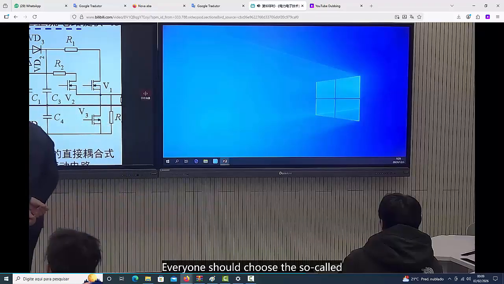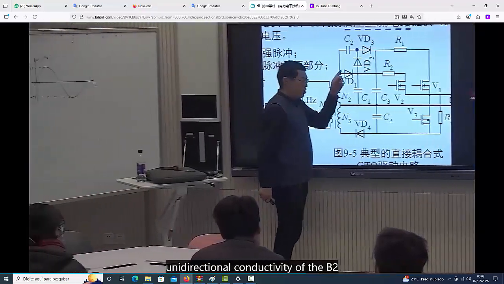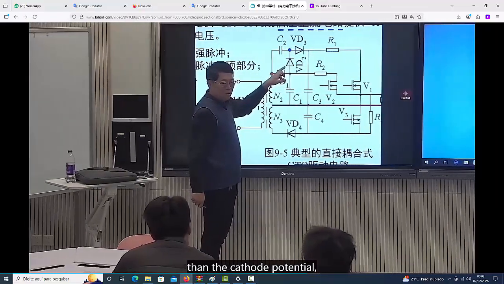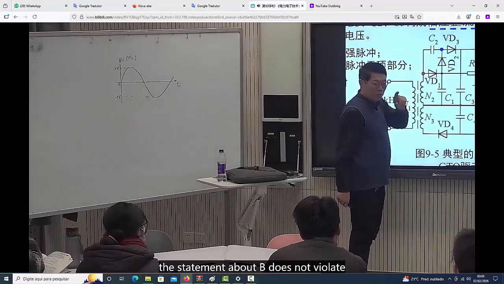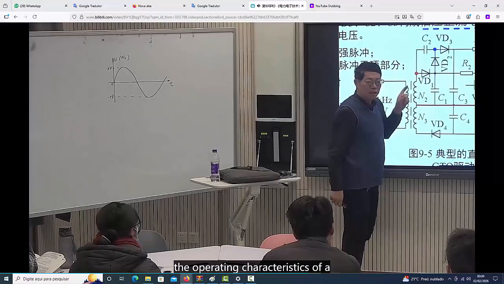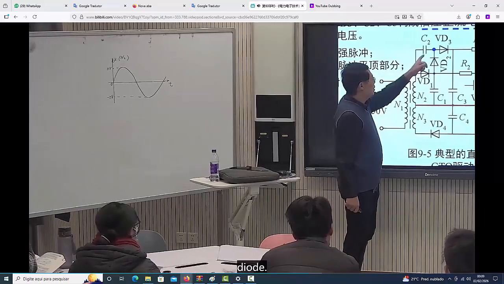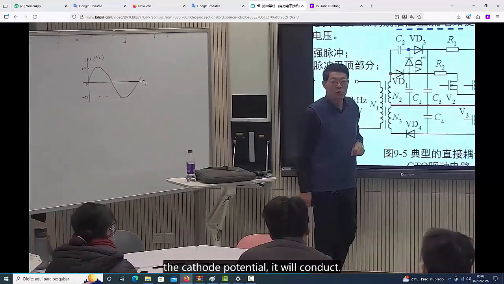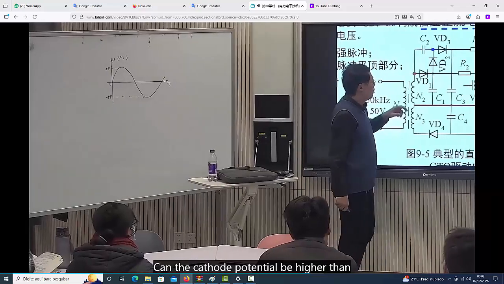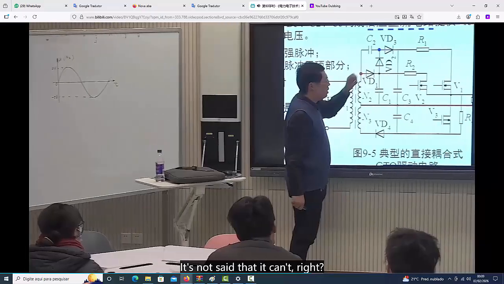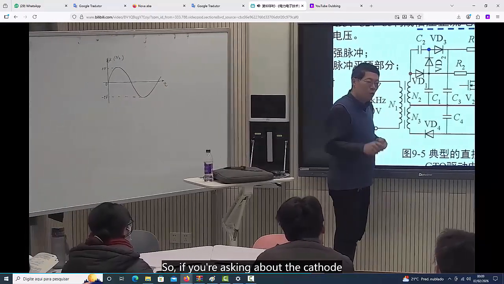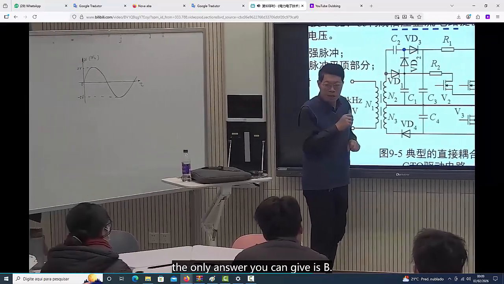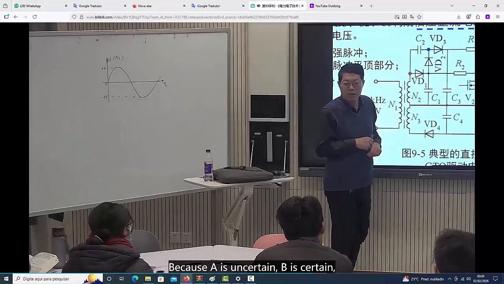Everyone should think of the so-called unidirectional conductivity of the B2 diode. As long as the anode potential is higher than the cathode potential, it will conduct. Therefore, the statement about B does not violate the operating characteristics of a diode. If the anode potential is higher than the cathode potential, it will conduct. Can the cathode potential be higher than the anode potential? It's not said that it can't, right? So, if you're asking about the cathode potential of the diode connected here, the only answer you can give is B. Because A is uncertain, B is certain, and B includes A.